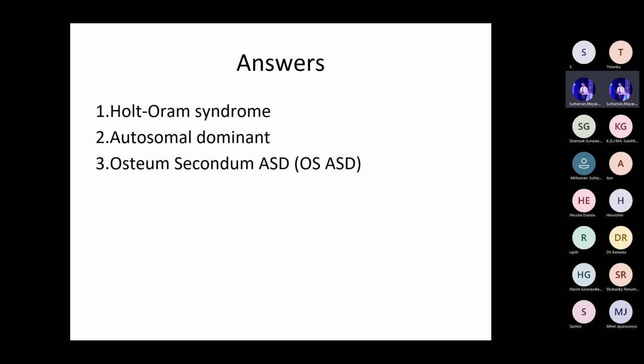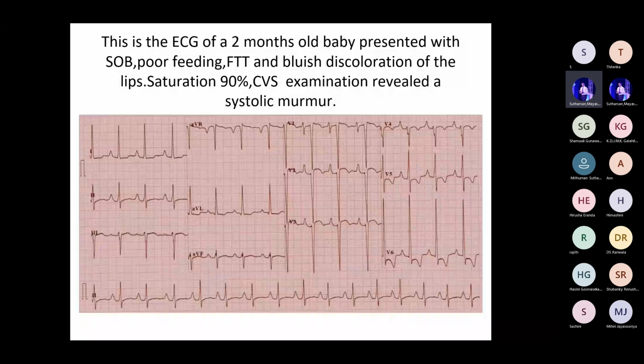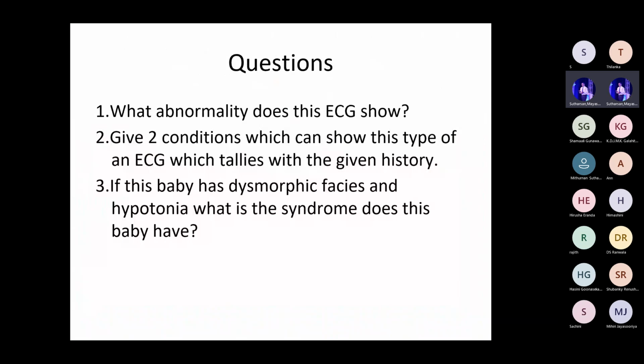Right. Let's get back to the ECG, because to break the monotony I just intersperse a couple of other interesting things as well. Now let's go back to the ECG. A 2 month old with shortness of breath, poor feeding, failure to thrive, bluish discoloration of the lips. Saturation 90%. Systolic murmur on CVS. What abnormality does the ECG show? Give two conditions. If this baby has dysmorphic face and hypotonia, what is the syndrome?